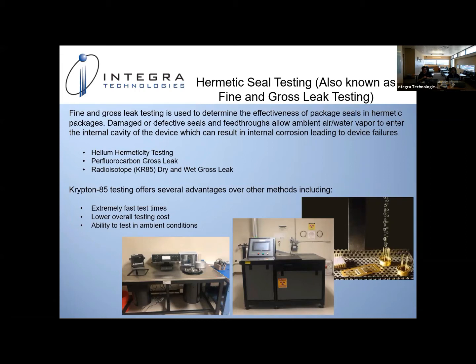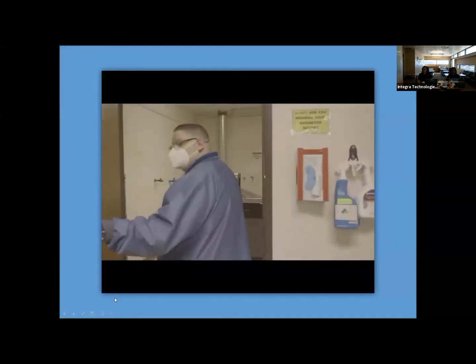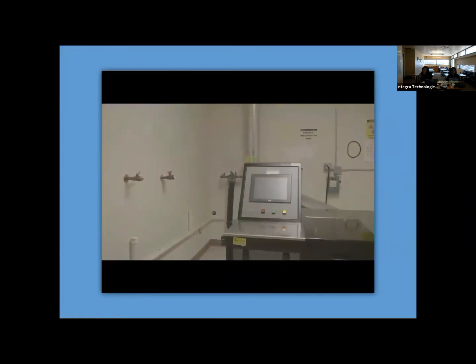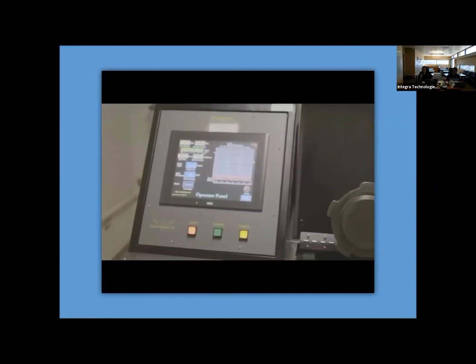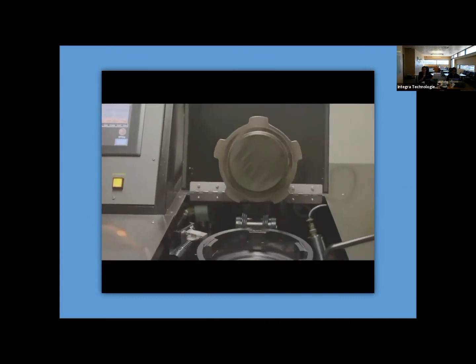We prefer krypton. It's quicker, faster, easier. Helium will take a little bit longer to bomb, and that's dependent on the device cavity. What we have here is one of our managers showing our KR85 test setup, the bomb chamber, if you will. The area to the right there is the chamber. We put the parts in and bomb them with the krypton. Then they come out and they essentially have a sniffer that we're looking at to see how much krypton is leaking.